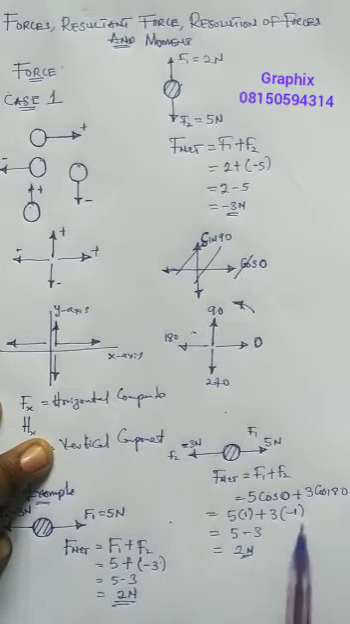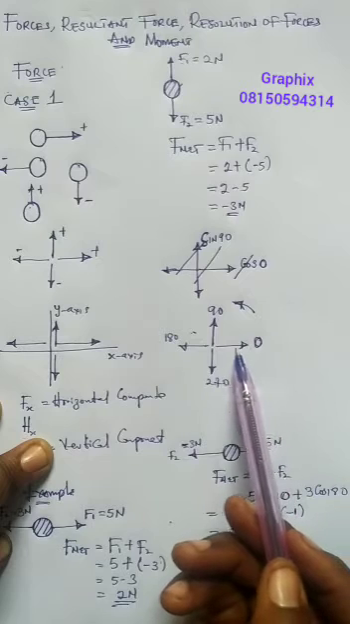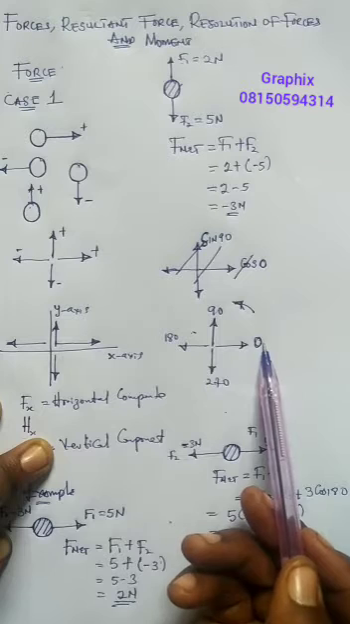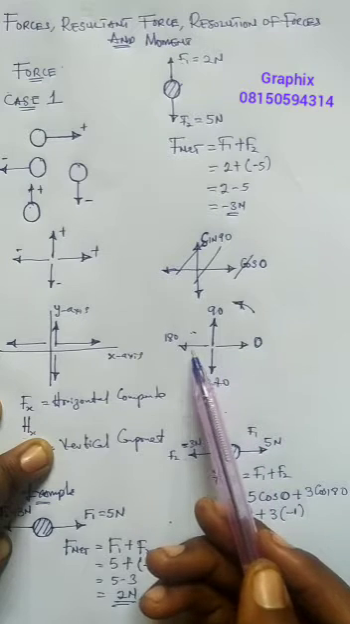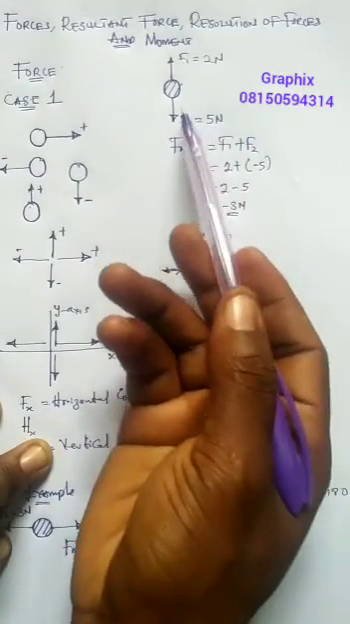So you should know one thing: for forces along the horizontal axis, you use cos. When it's going towards the right, whatever force is given, it's cos 0. When it's going towards the left, whatever force is given, it's cos 180. Right? Similarly, you can try this for yourself.